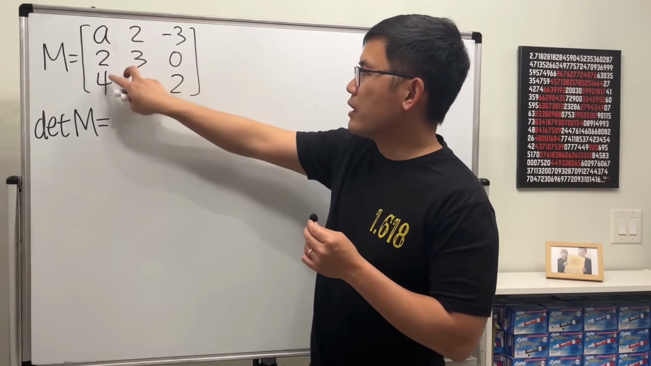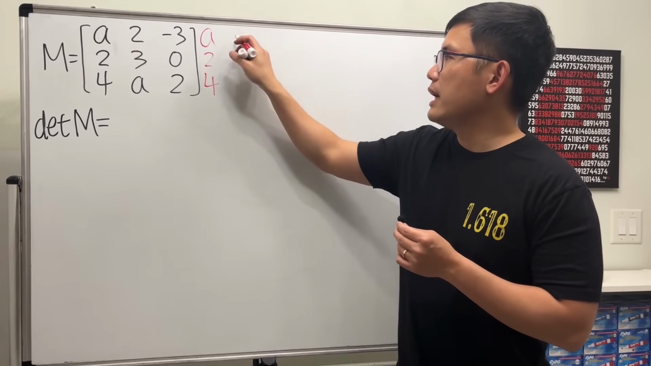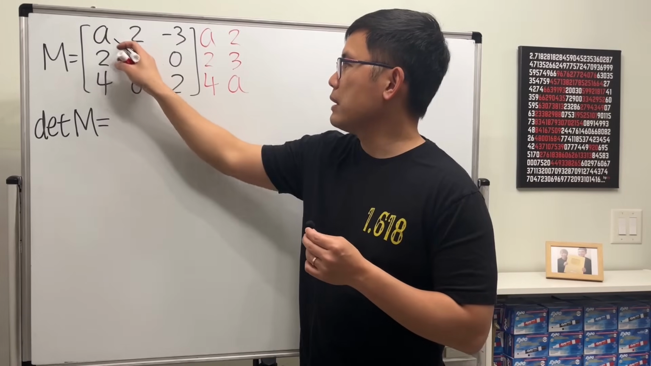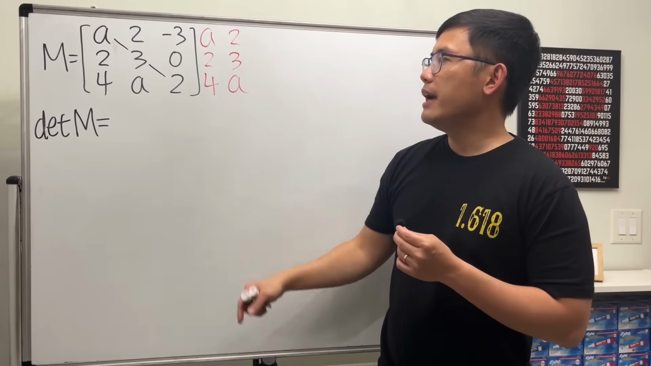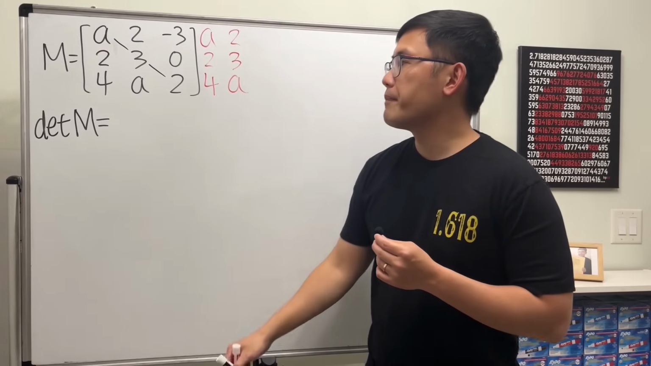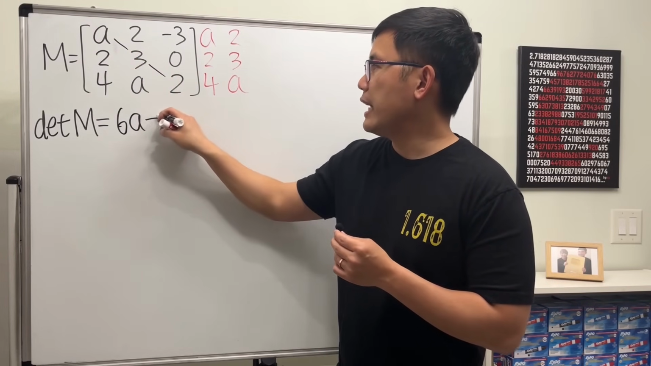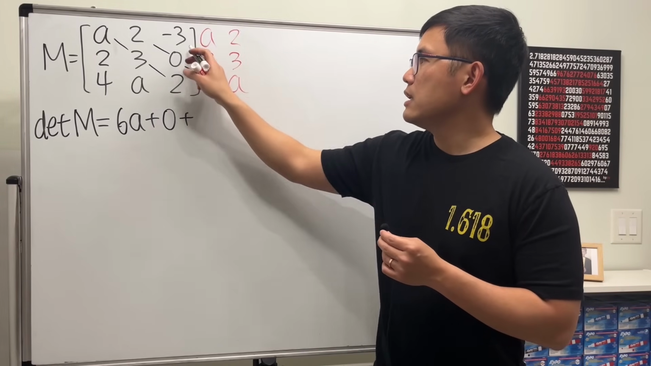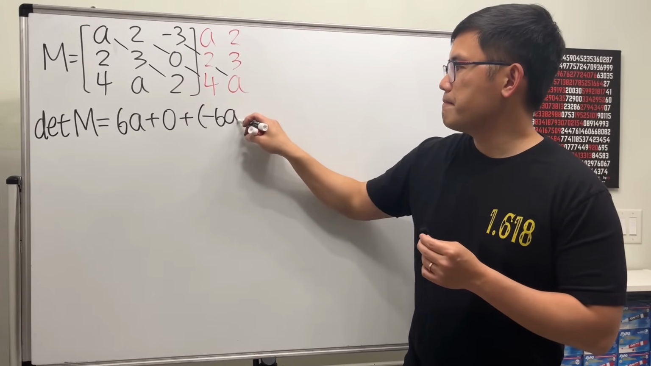Just go ahead and copy down the first two columns right here. So we have A, 2, 4, and then 2, 3, A. And then we are going to multiply diagonally this way first, and then add up the results. And then we will subtract the product of the diagonals from the other way. So A times 3 times 2 is 6A. And we add 2 times 0 times 4, which is 0. And then we add negative 3 times 2 times A, which is negative 6A.